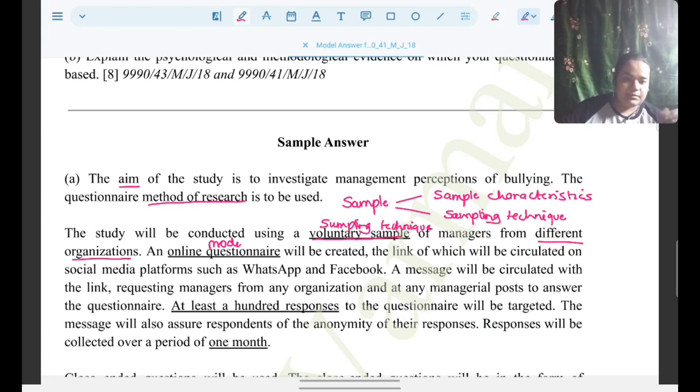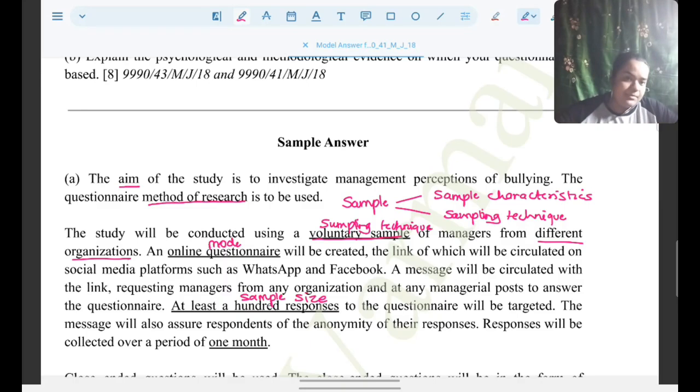So I've underlined the mode of the questionnaire, I've underlined the sampling technique, I've also underlined the sample size, because when I say that I'm aiming for at least 100 responses, that means I want at least 100 respondents to answer my questionnaire. So my sample size is a minimum of 100. So wherever there are essential features of any elements in my answer, I have highlighted this.